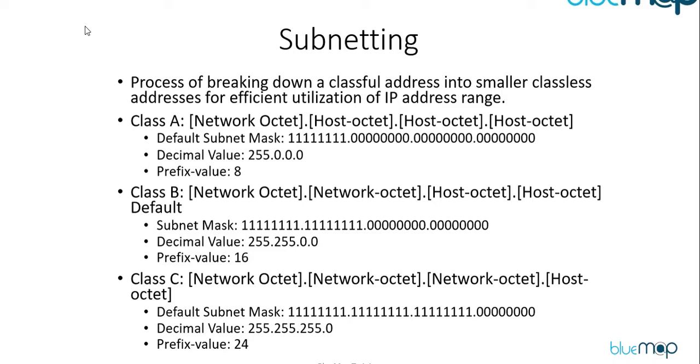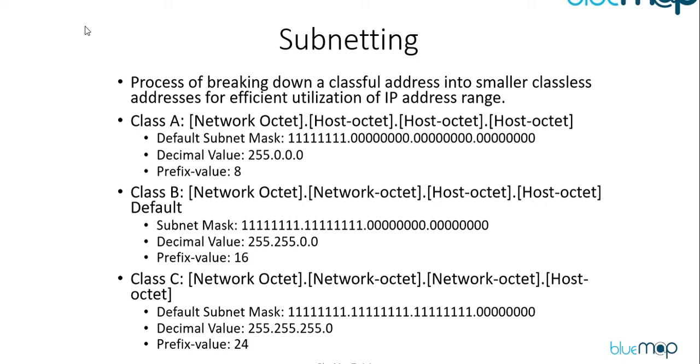The subnet mask is written to tell you how many network bits and how many host bits there are. I have written down the decimal value of the subnet mask. It's 255.0.0.0 for class A, 255.255.0.0 for class B, and 255.255.255.0 for class C.